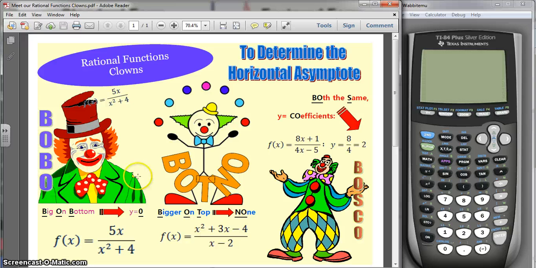But this does not apply to the question that we have. BOTN means big on top. If you look at this example, it means that the higher power on top is 2, and the higher power on the bottom is 1, so the bigger power is on top.